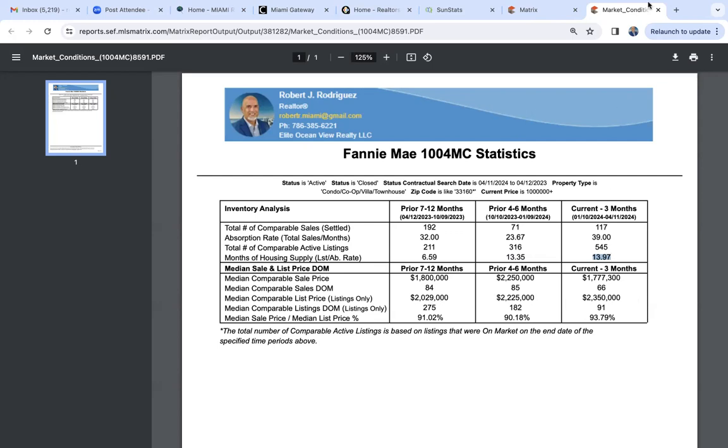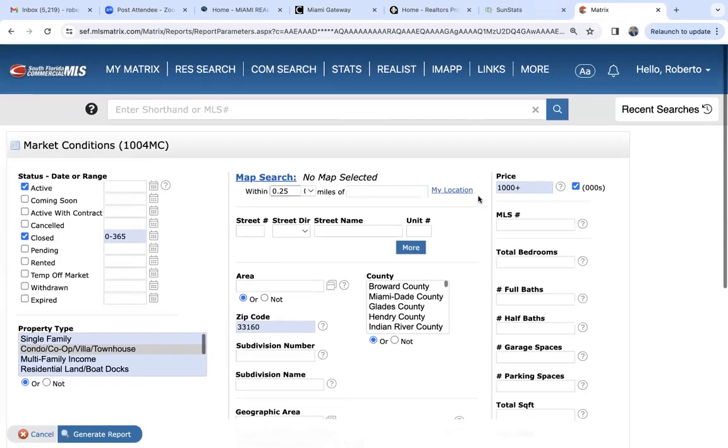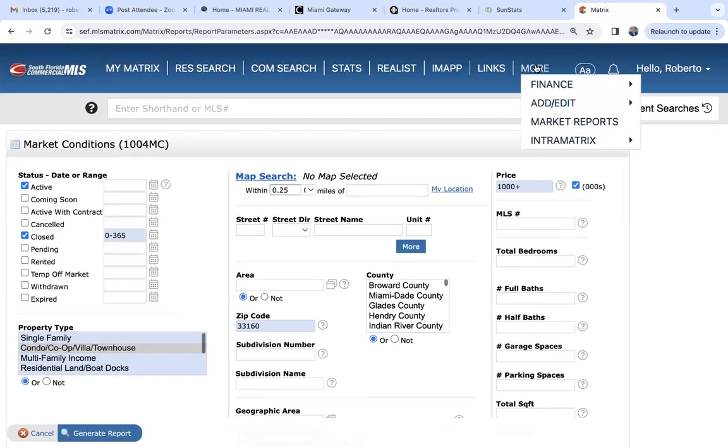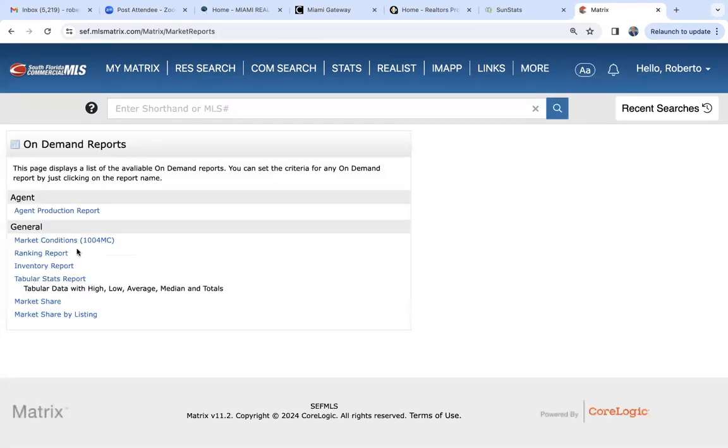All right. Guys, please use this. It's more market reports and market conditions. This is not part of our class, but if you wanted to go and look at inventory reports, or look at your production, you can go here, click on agent production, enter your license number, and see what your production is. And you can do ranking reports. You can rank yourself within our office, within our city, or even our county. All right, so there's a lot more that you guys can do there.